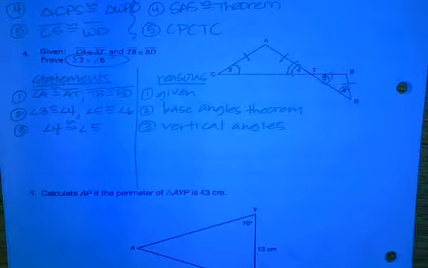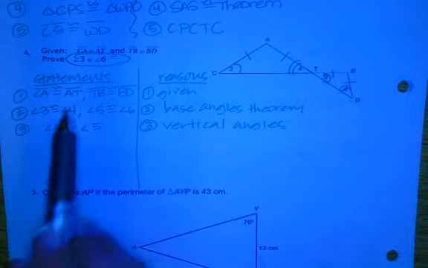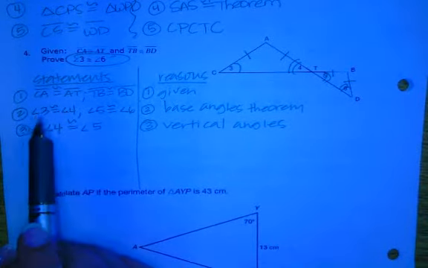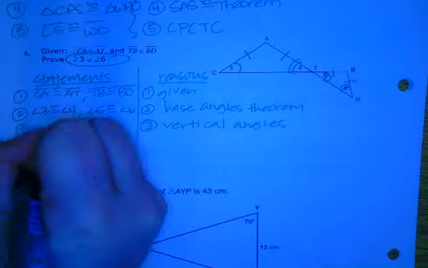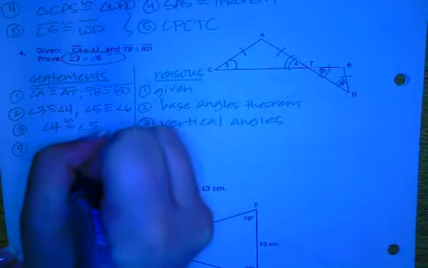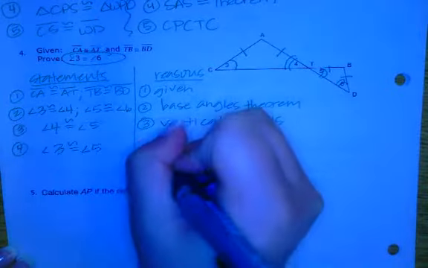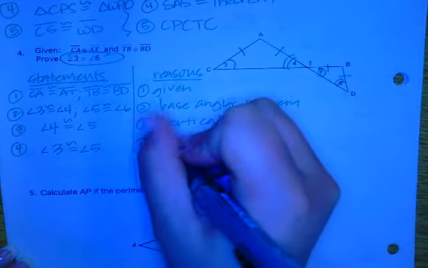Can you just say 3 is equal to 4 and 4 is equal to 6? You have to do 2 transitives. So if 3 is congruent to 4 and 4 is congruent to 5, 3 is also congruent to what? 5. So that's transitive.